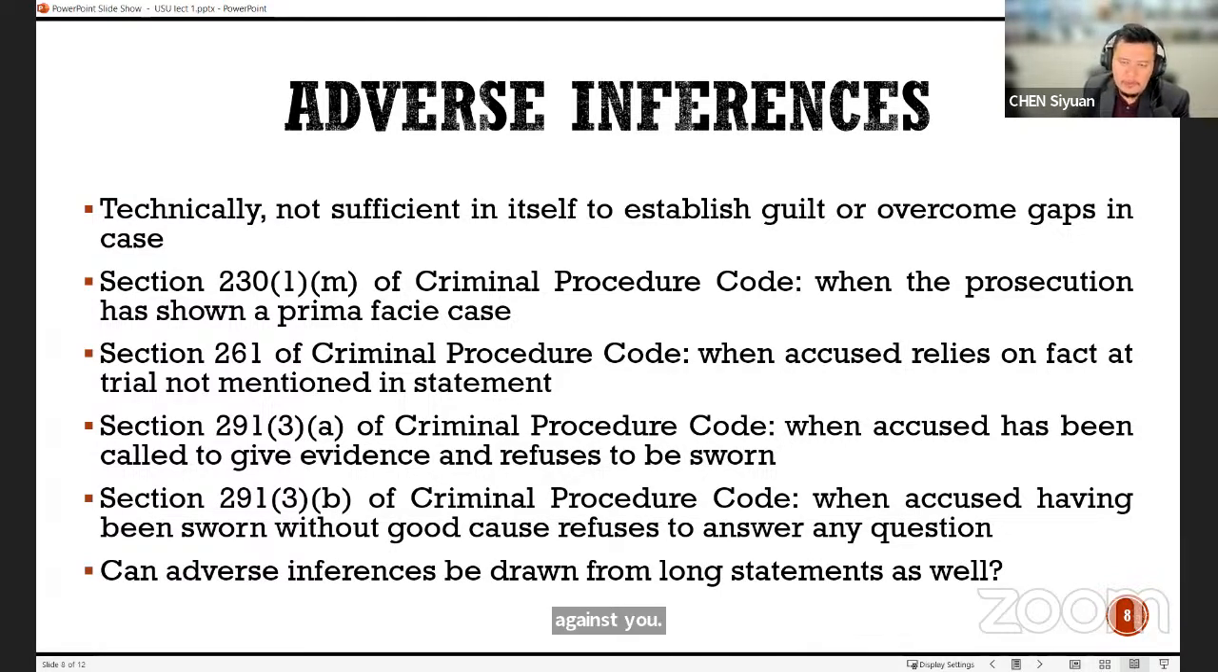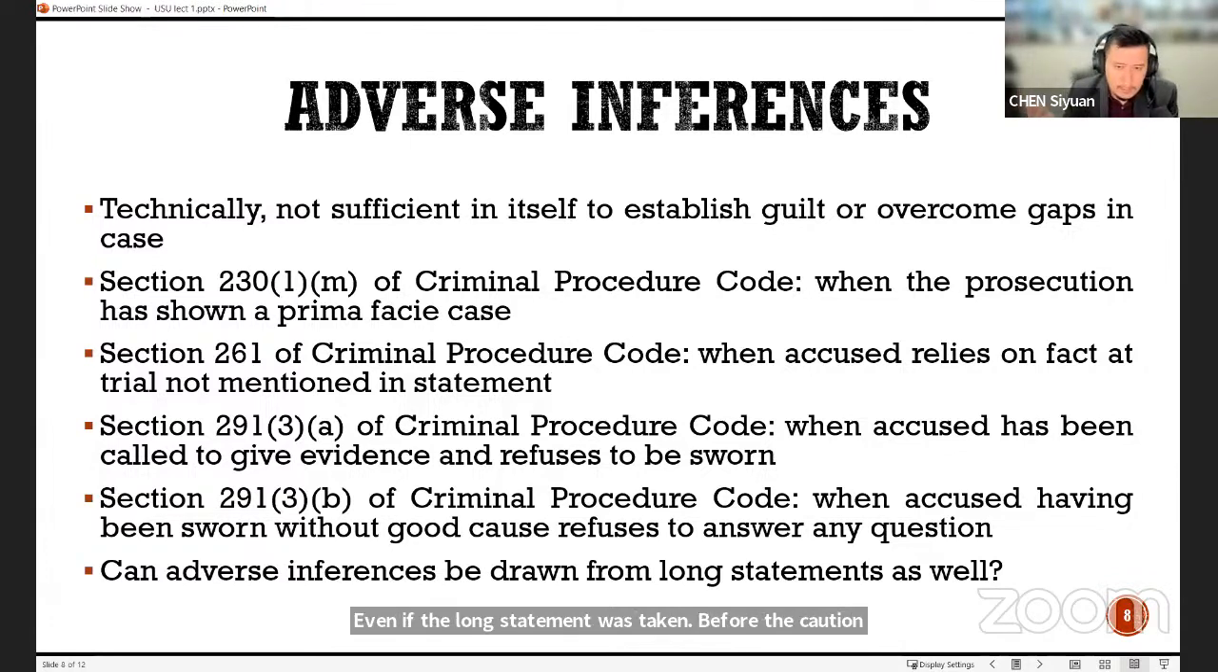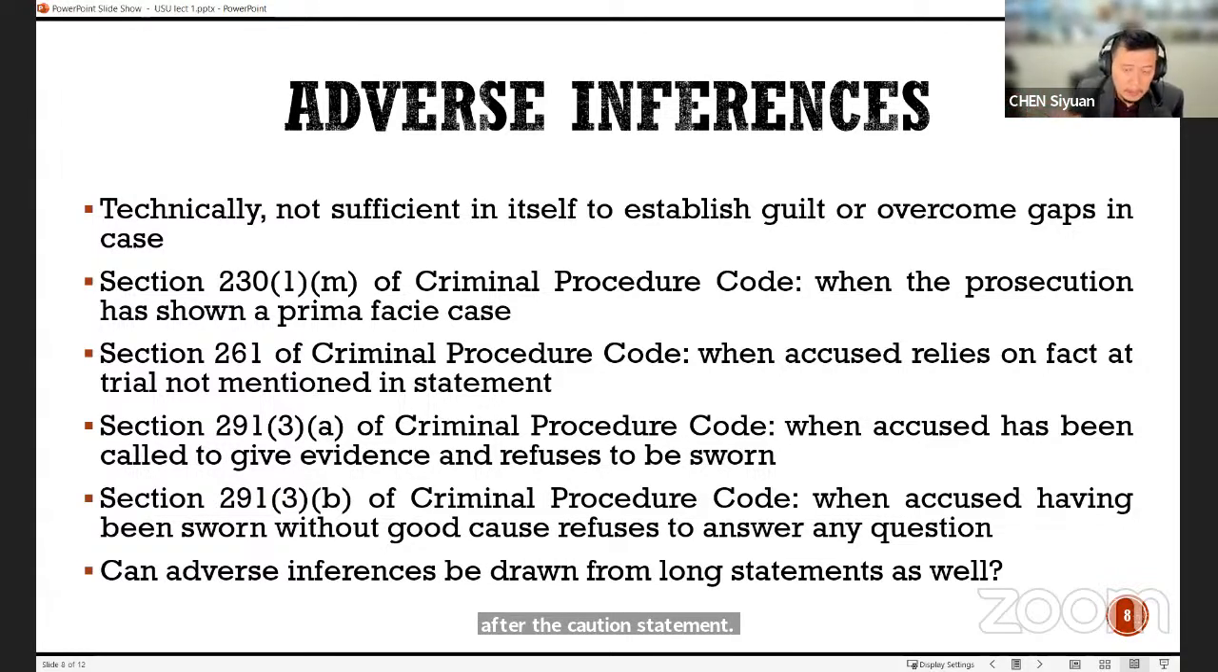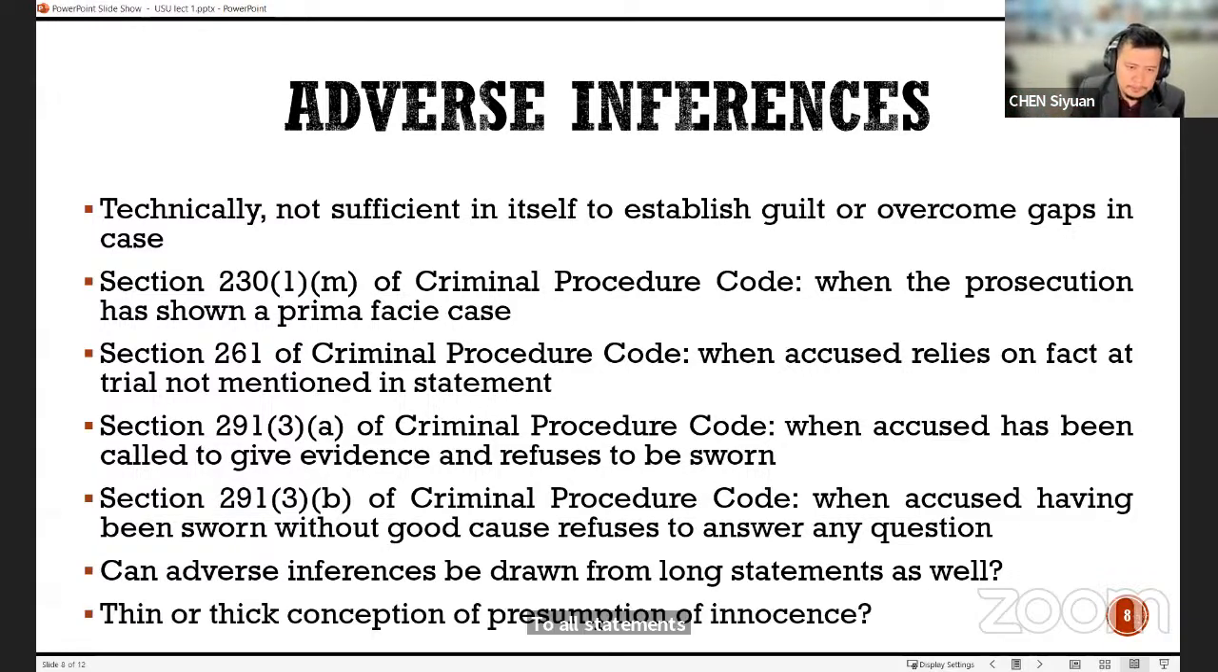Adverse inferences can be drawn from long statements as well. So even though the caution in the caution statement is only read out in Section 23 and not Section 22, our courts have held that adverse inferences can be drawn from silences in long statements as well, even if the long statement was taken before the caution statement. If the long statement in question is taken after the caution statement, I suppose one could make the argument that the caution that was administered for the caution statement applies to all statements thereafter. But our courts have said that even long statements before the caution statement, right, adverse inferences can be drawn.